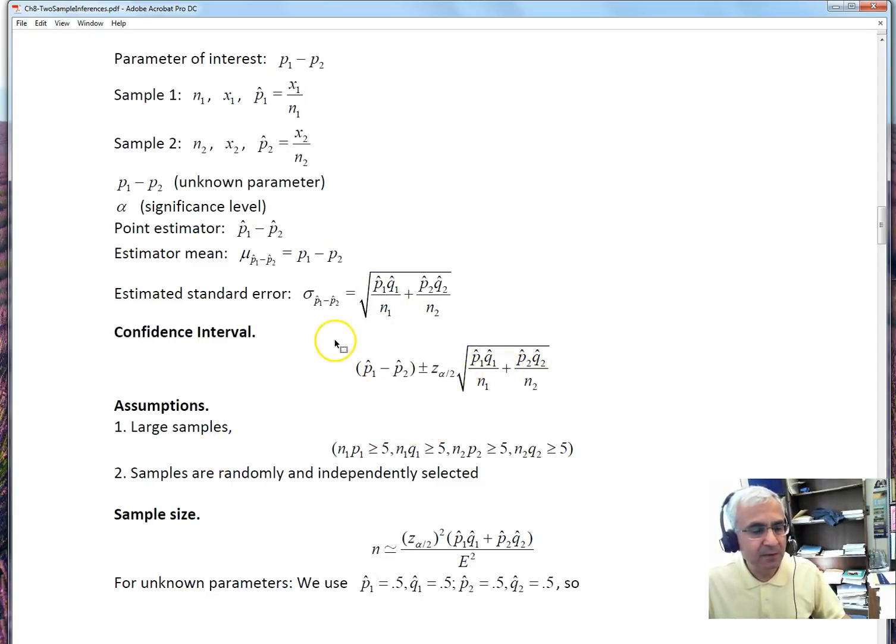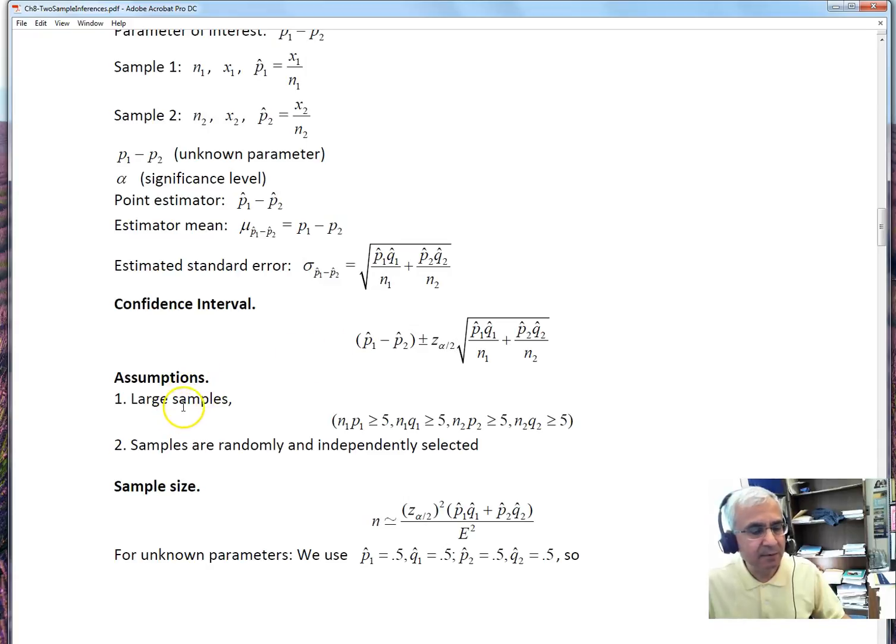And for this formula to be valid, we needed large samples. For binomial populations, the test for large samples means N1 P1 larger than 5, N1 Q1 larger than 5, N2 P2 larger than 5, and N2 Q2 all larger than 5. And we need the samples to be random and independent. Okay.